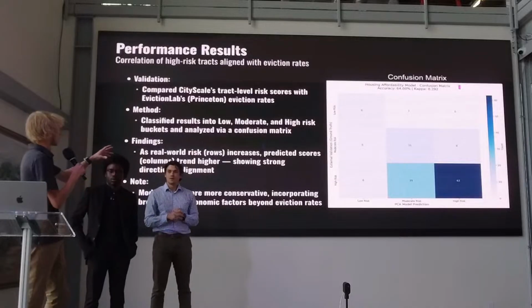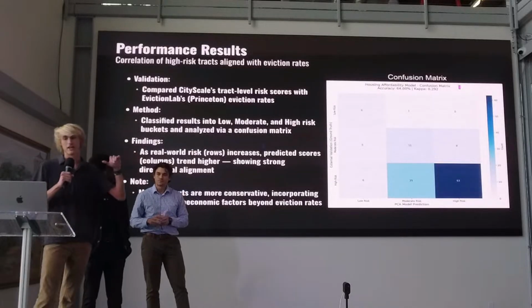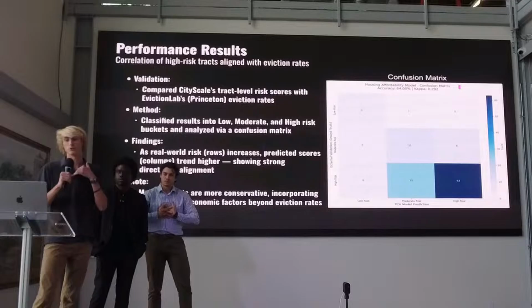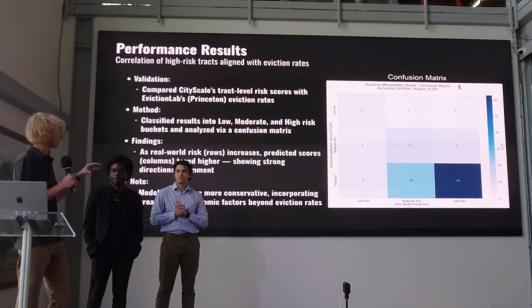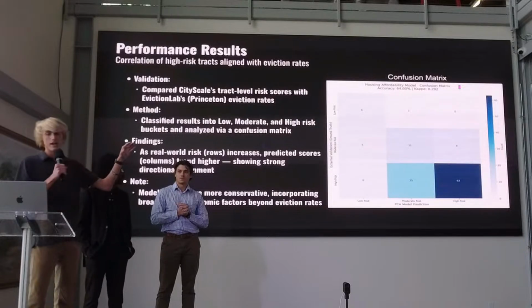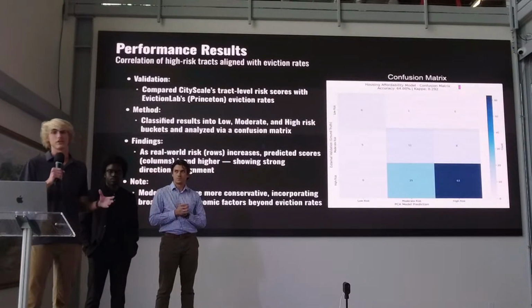Here we're looking at our performance results. We compared our tract-level risk scores with Eviction Lab's eviction rates. We classified them into low, moderate, and high risk buckets, and then analyzed via confusion matrix.